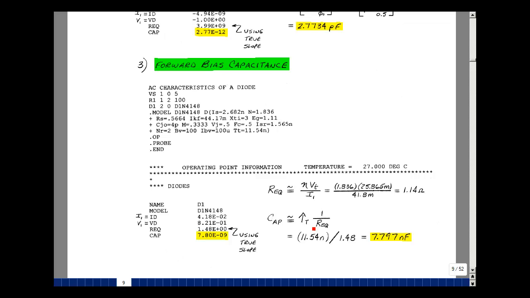For the capacitance, we can calculate this with tau sub t, which here is 11.54 nano. For our equivalent, let's use this value here of 1.48, and I would predict 7.797 nanofarads, which is exactly the same value here when you round off those last two places. And these are the SPICE parameters for a diode.